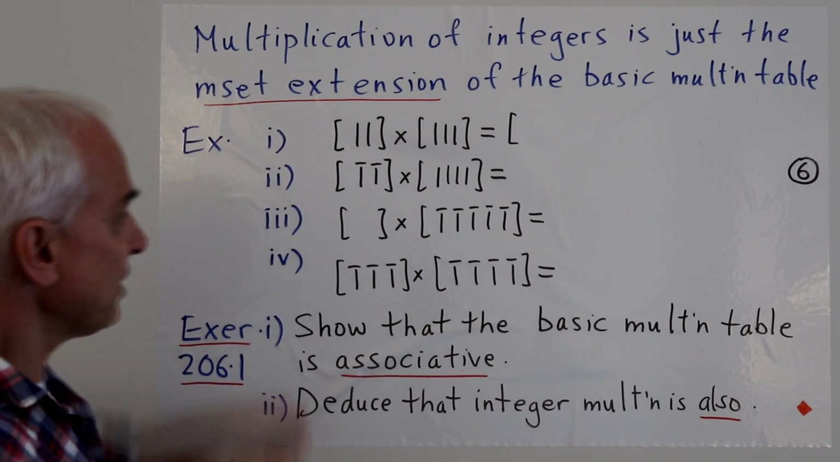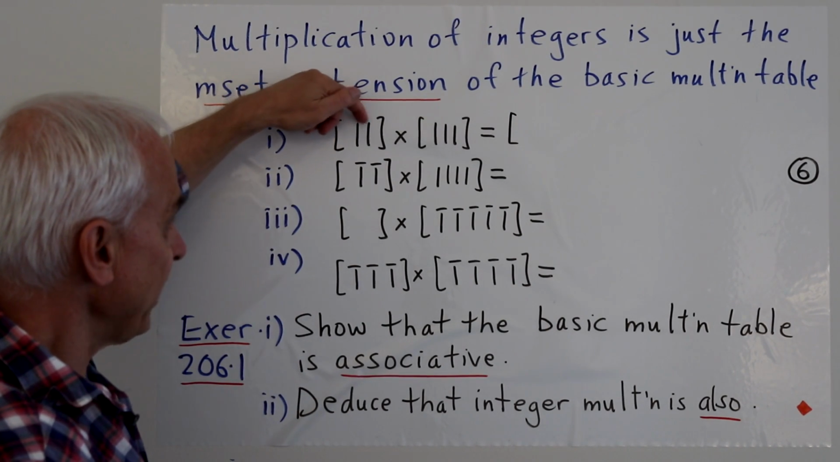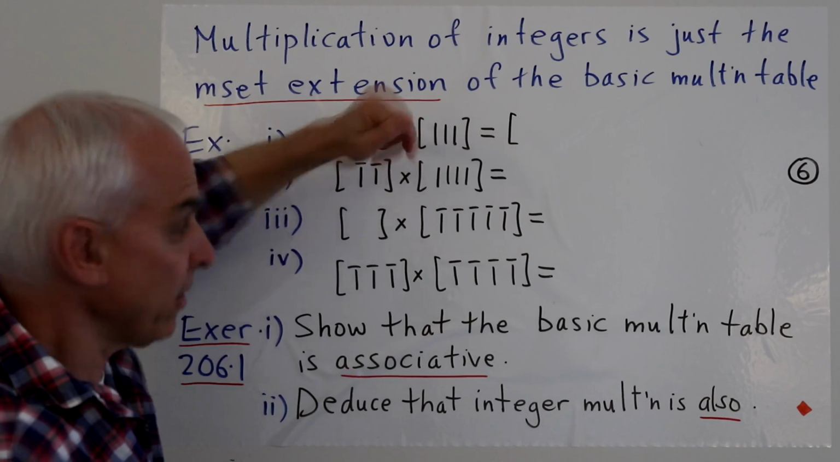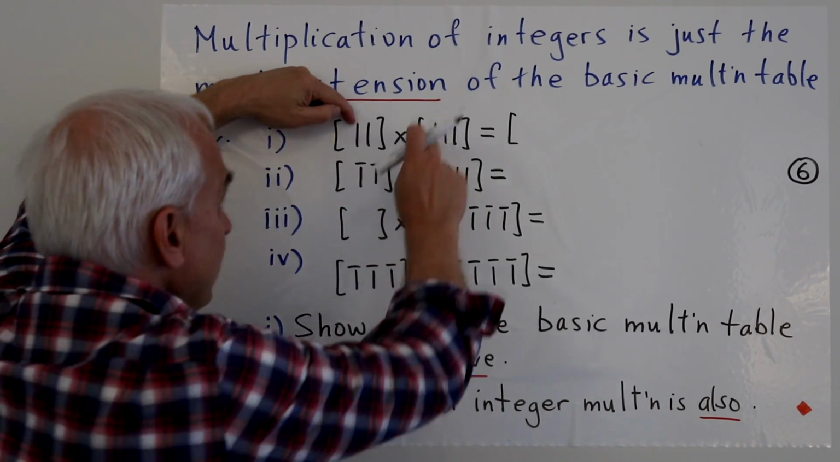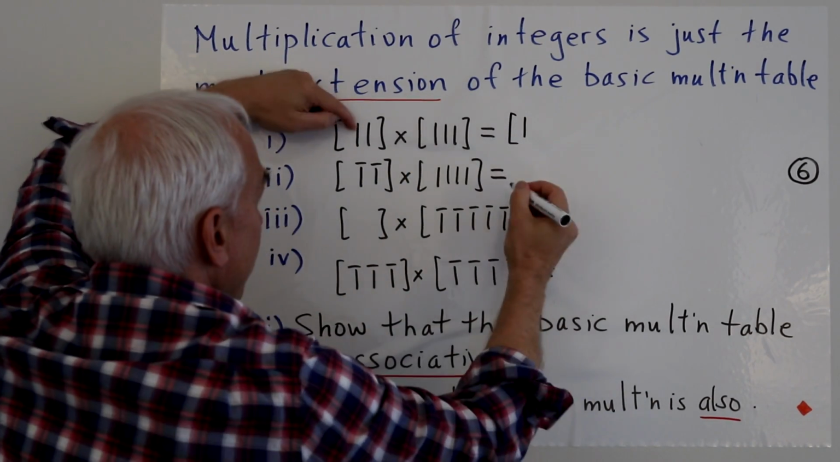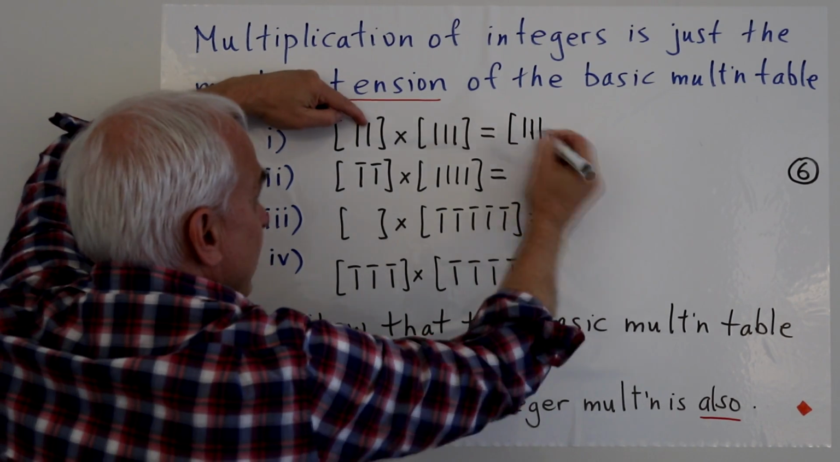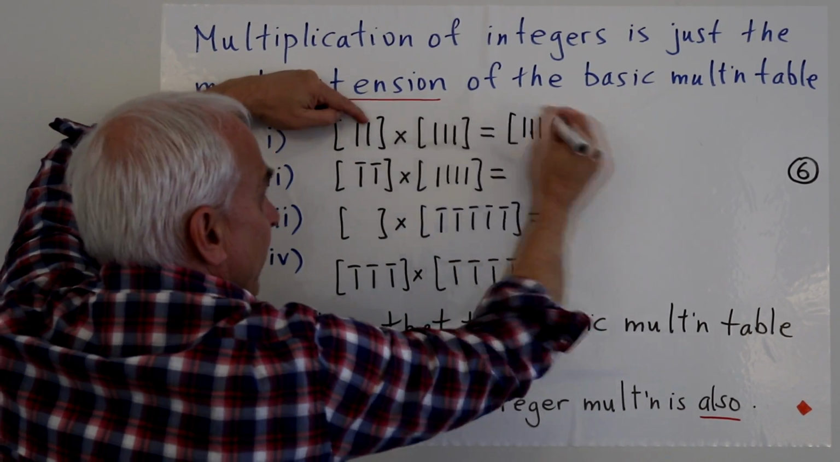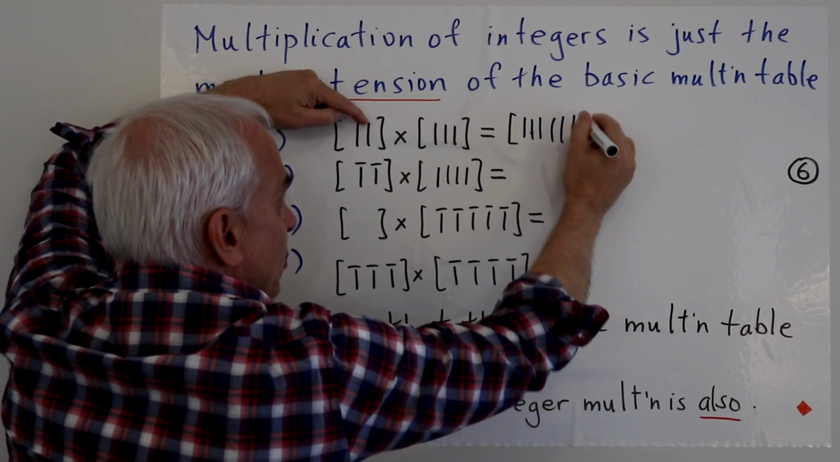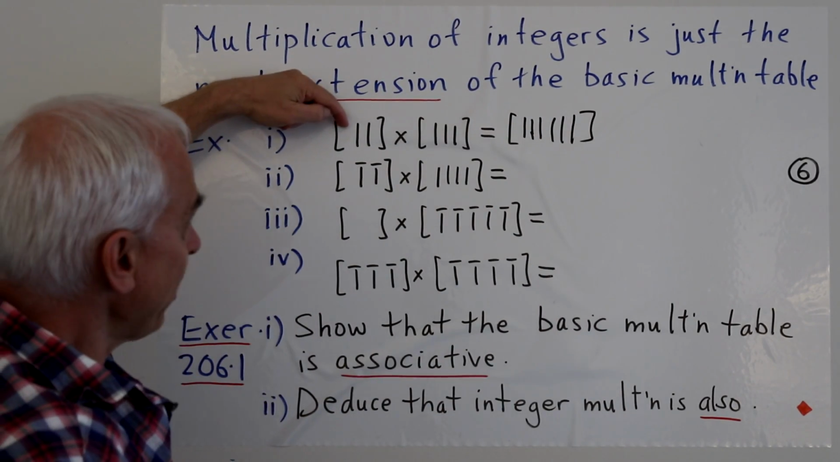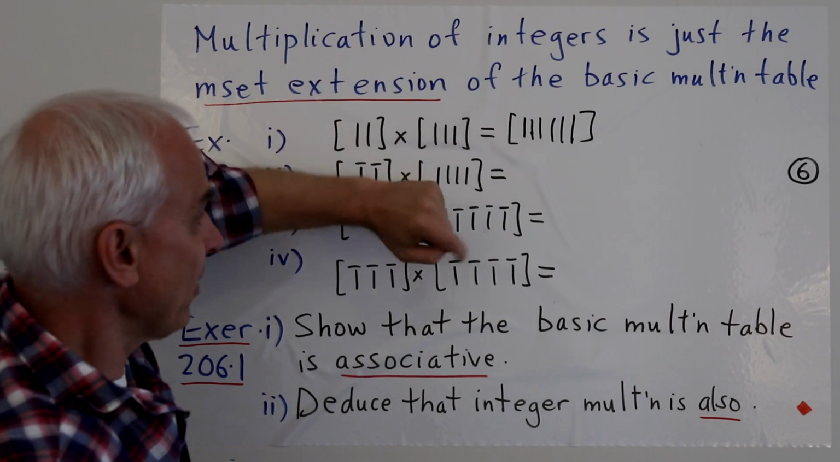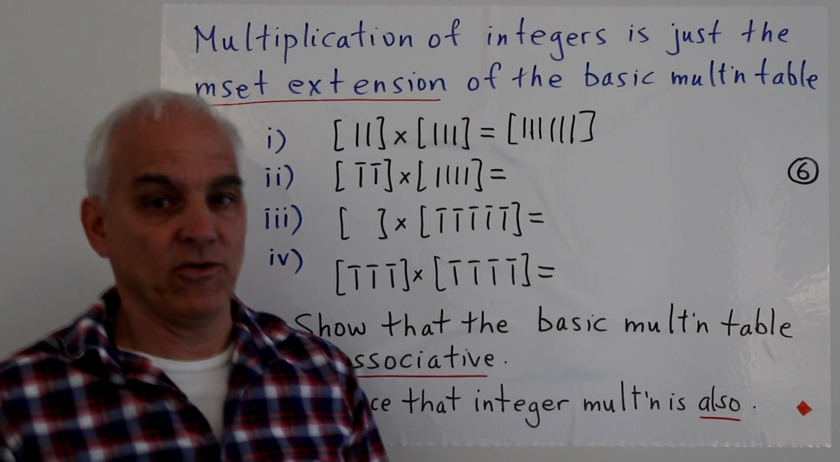multiset which consists of all possible products of the entries here with the entries here. So we multiply this mark times that mark, that's a mark, and then the first one times the second, the first one times the third, and then the second times the first, the second times the second, the second times the third. We just go through all possible products between these guys, and we make an m set correspondingly.